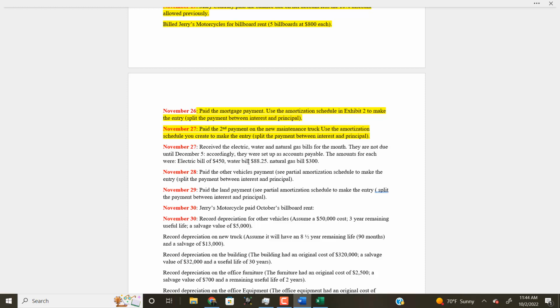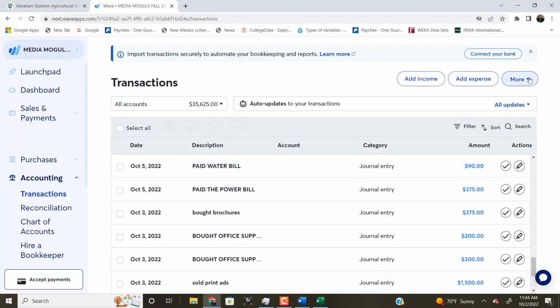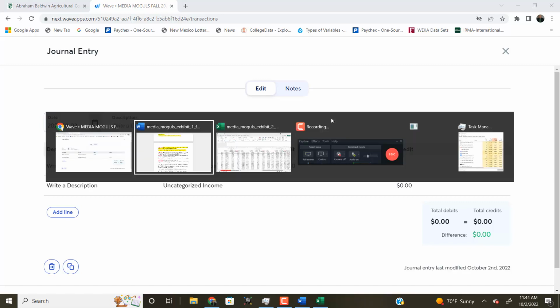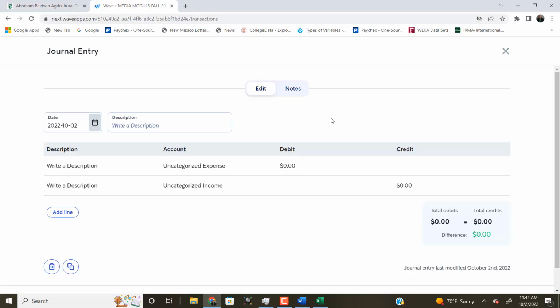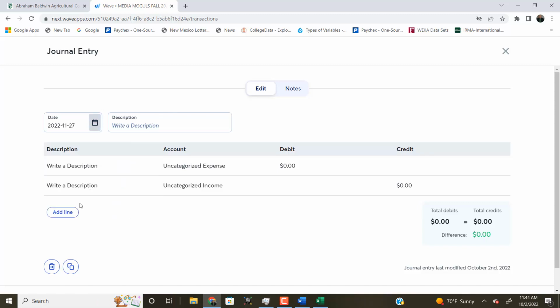You could put in utilities 450. Entry 2, utilities 88.25. Entry 3, utilities 300. Back over to Wave. Add a journal transaction. And I forgot what date it was. It was on the 27th as well. Find the 27th. Paid utility bills.